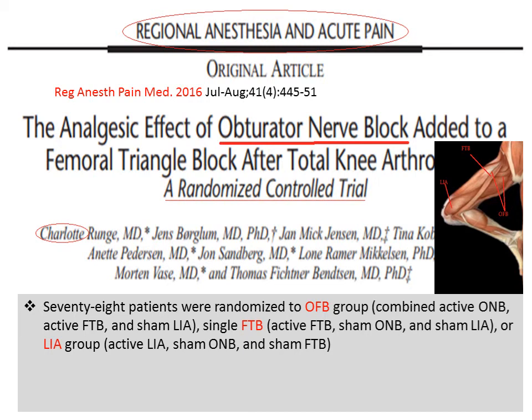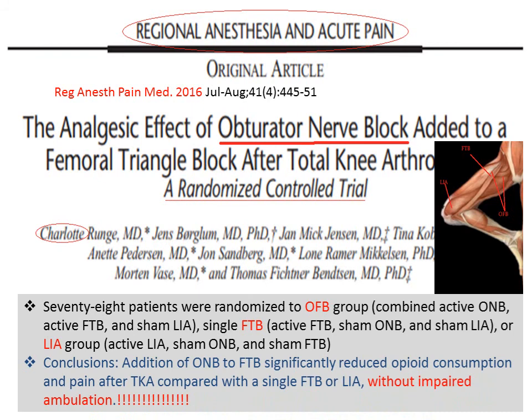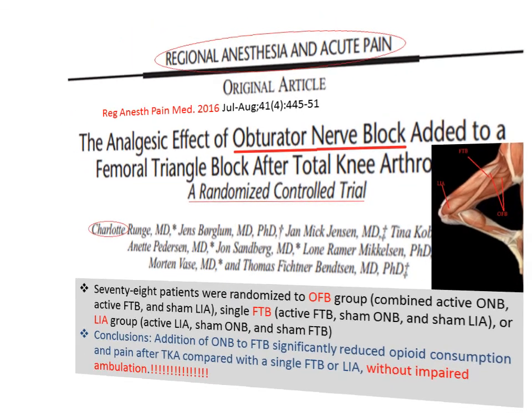So this is one group. The second group, the femoral triangle block, which is the adductor canal block alone, and the third group is the local infiltration analgesia as a control group. The conclusion of this study: the addition of obturator nerve block to the femoral triangle block, which is the adductor canal, significantly reduced opioid consumption and pain after TKA compared with single adductor canal block or local infiltration analgesia, without impairment of ambulation.